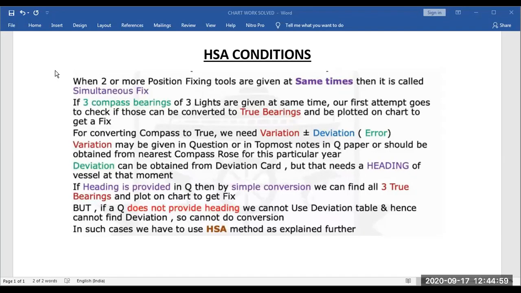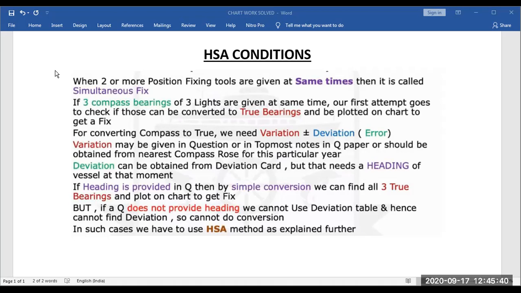First, we will be given two or more position fixing tools, that is position lines or position circles. So at least we need two position circles or two position lines. When two or more position fixing tools are given at the same time, it is called a simultaneous fix. But when do we do it through horizontal sextant angle? That we will see. If it is true bearings, we can just plot them on the chart and get a fix. We don't need any method.